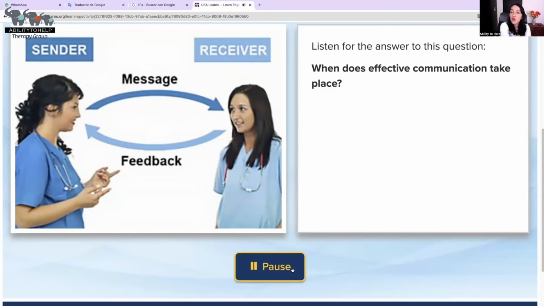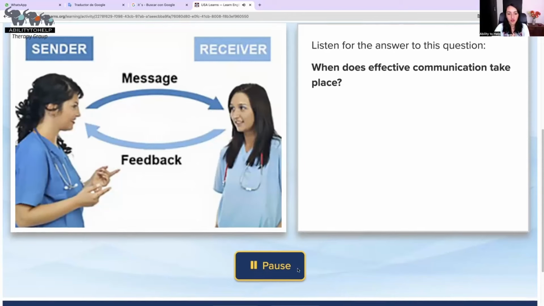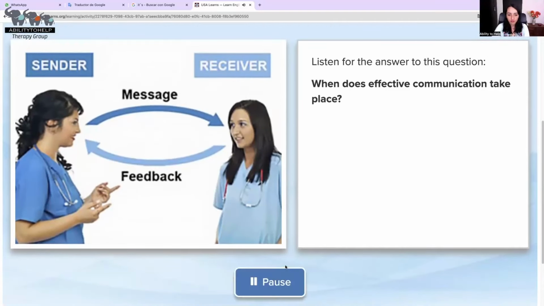You know, all three parts must work well for the communication to be effective. If there are any errors in any of the parts, what's going to happen? The message may not be received. Or the message that is received may not be what the sender wanted to communicate. Effective communication only takes place if the message is understood.